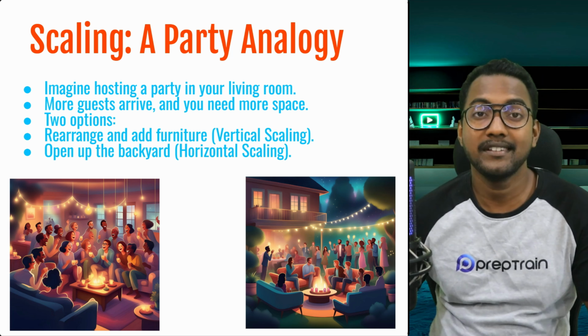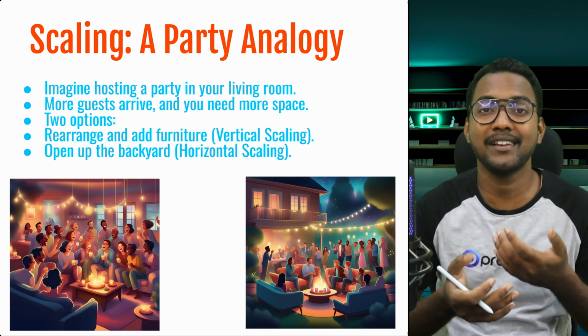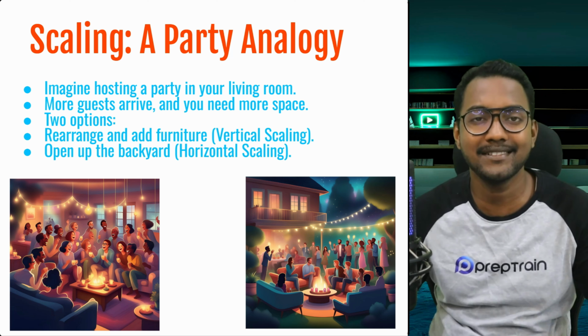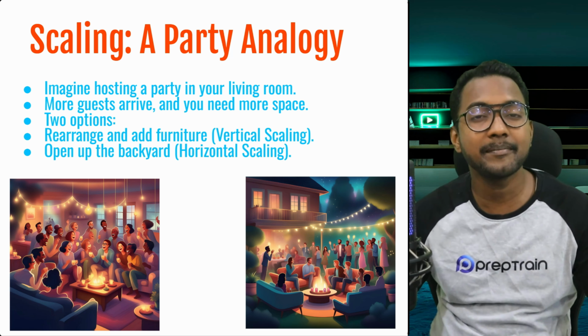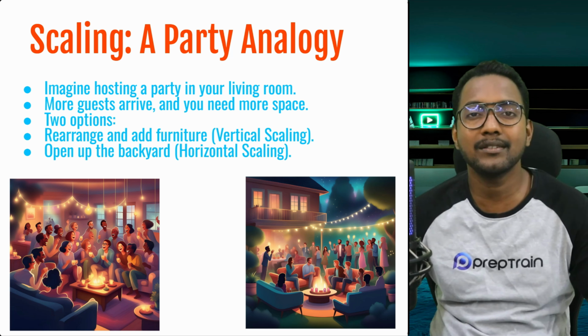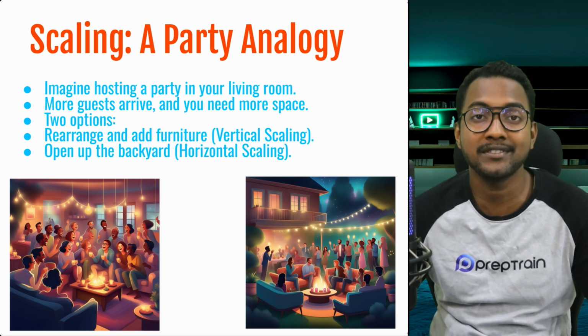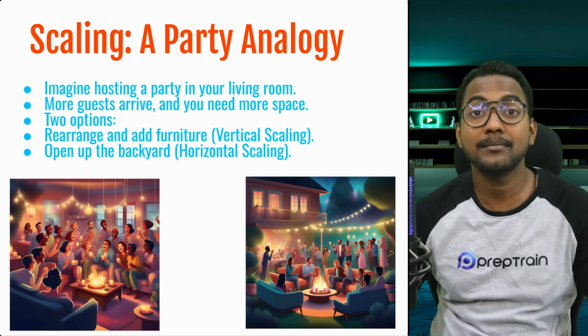Option one is to rearrange the furniture, add some chairs, and maybe stack some things up to make more space for others. And this is basically like vertical scaling. So working within the current space, but making it more efficient. It works for a while, but there is only so much that you can do before the room becomes overcrowded. So option two is to open up the backyard.